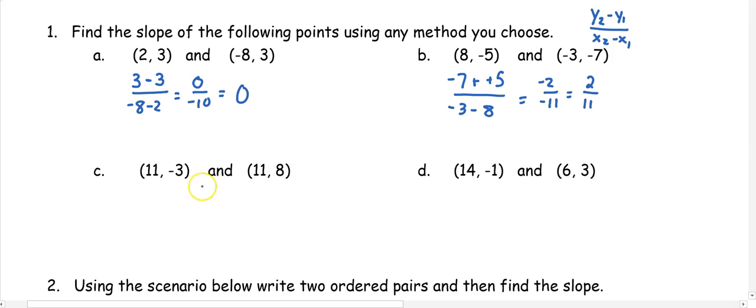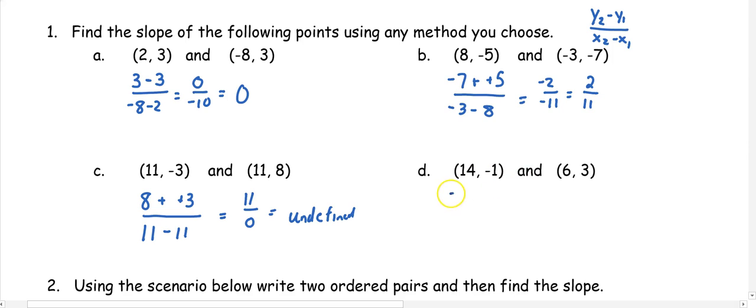In C, we have y2, which is 8 minus negative 3 over 11 minus 11. And in this case, we would get 11 because two negatives make a positive, over 0. Remember that you cannot have 0 on the bottom, so this is an undefined slope. Because if you were to put this in your calculator, you would get an error. It's undefined. You can never have a 0 on the bottom of a fraction.